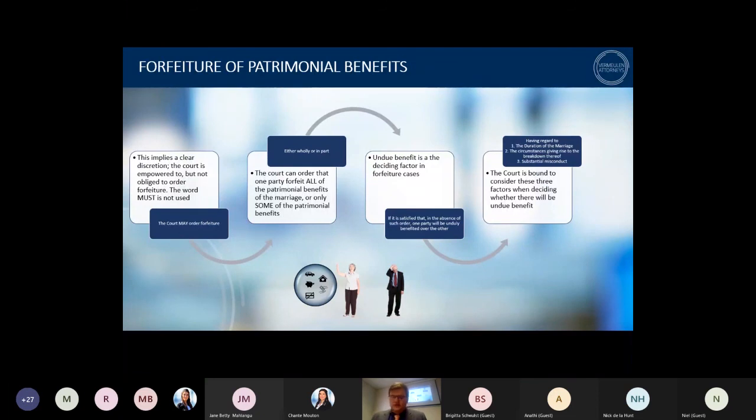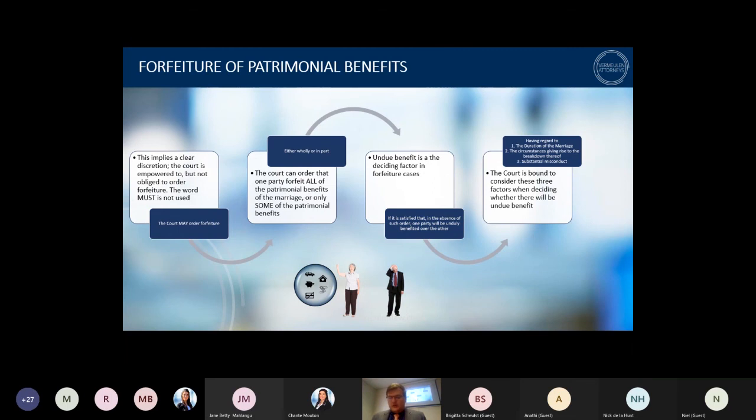Then, secondly, on forfeiture, you can order either wholly or in part. So you can be ordered to forfeit everything, or you can be ordered to only partially forfeit. The bottom line, guys, is the court must be satisfied that in the absence of such an order, one party will be unduly benefited. Our bottom line when it comes to forfeiture is undue benefit. Will there be undue benefit?